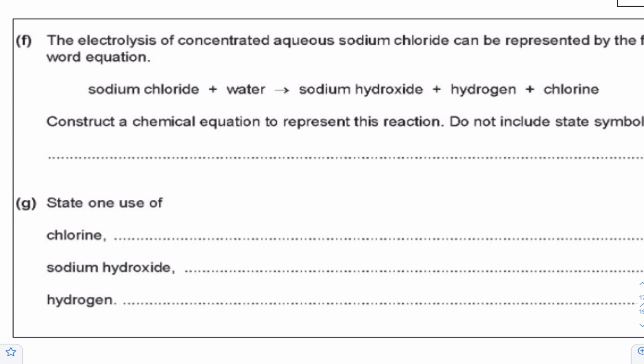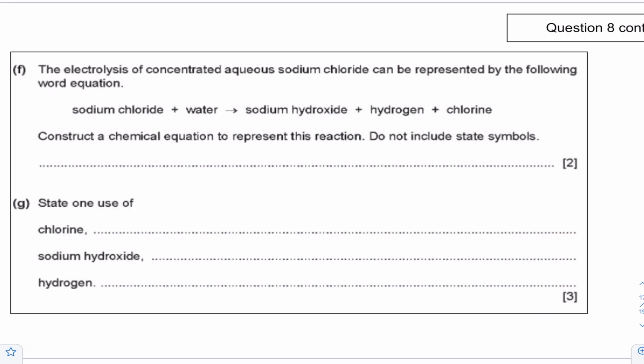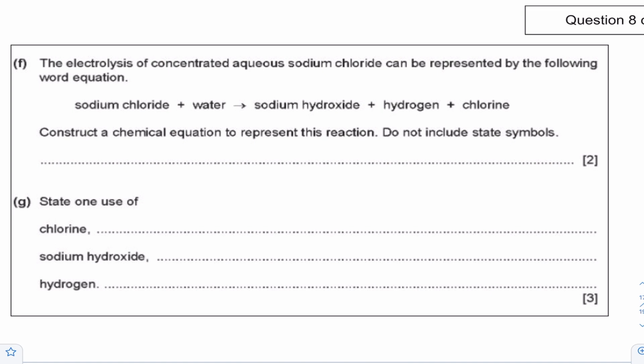The electrolysis of concentrated aqueous sodium chloride can be represented by the following word equation. So you've got sodium chloride added to water, makes sodium hydroxide, hydrogen and chlorine. Construct a chemical equation to represent this reaction. Do not include state symbols. Okay, so let's make sure that we do not do that. Let's go through. We've got sodium chloride is NaCl, and a group 1 with a group 7. Water, we know, of course, is H2O. Sodium hydroxide. Remember, you've got your polyatomic ion there of hydroxide.